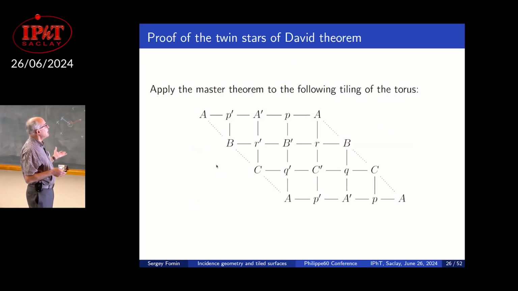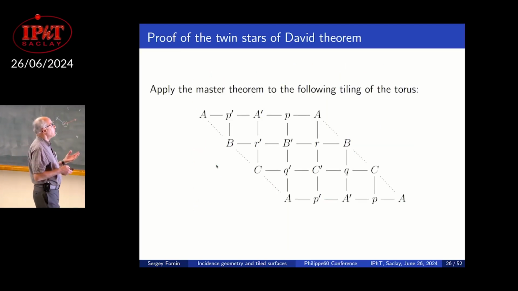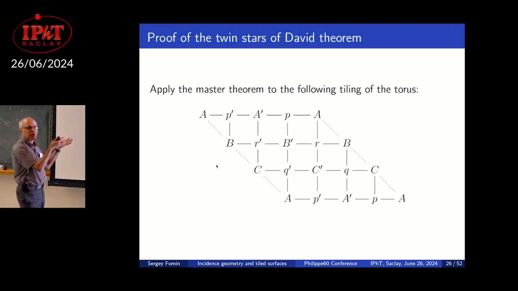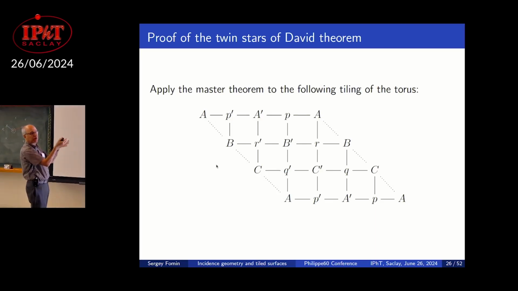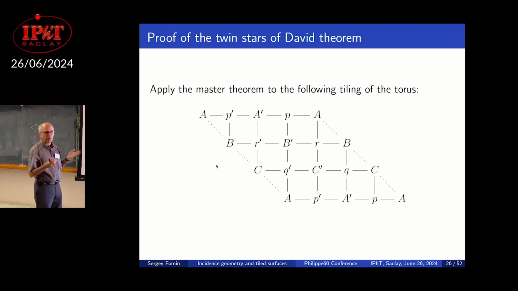Well, easy. You just take this tiling of a torus and then you just unpack it, figure out what this instance of the master theorem is telling us, and you will get the 2 stars of David theorem. It is just a direct interpretation of the master theorem for this particular tiling. So it doesn't require any brain power. We already have all the technology.